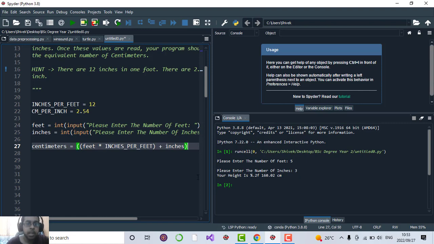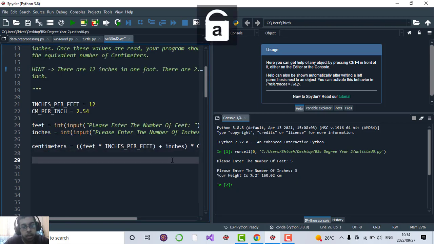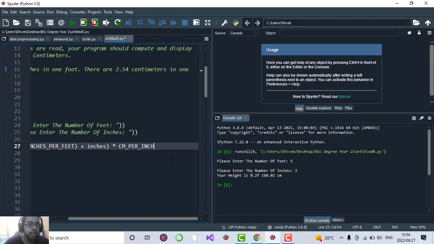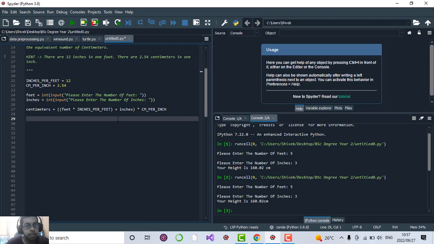And for the last and final part of conversion, to effectively get all of those inches in centimeters, as you know, we've defined a constant here. So let's do a simple multiplication. Take all of those inches and multiply it by centimeters per inch. And that will effectively give us our value in centimeters.